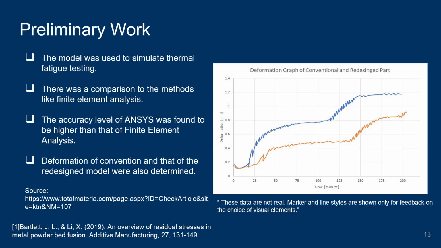There are two outcomes expected from the stress experiment: the deformation of the conventional model and the deformation of the redesigned model. As indicated by the graph, the deformation of the redesigned model is better after stress is applied, compared to the deformation of the conventional model.